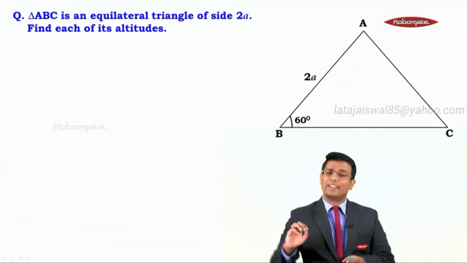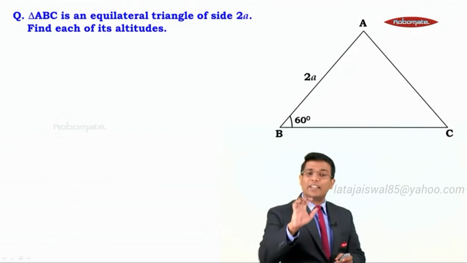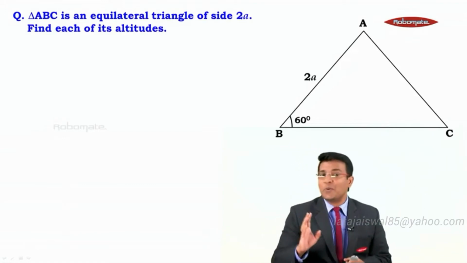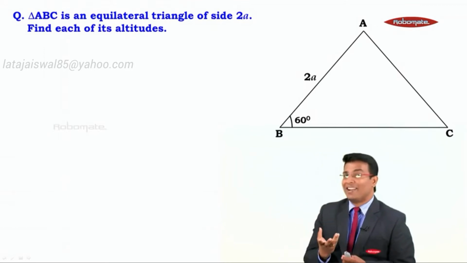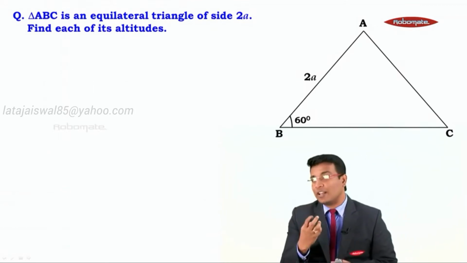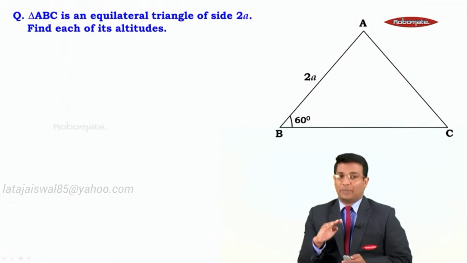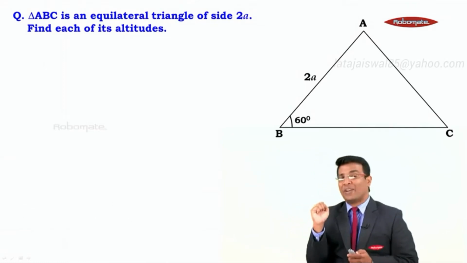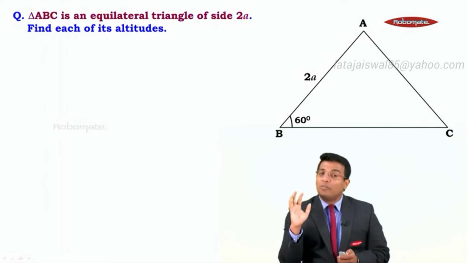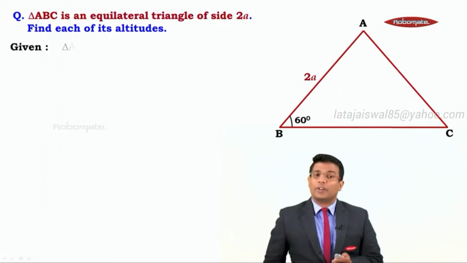It's a beautiful sum. It's very simple, very easy. Let's understand. It says triangle ABC is an equilateral triangle of side 2A. Find each of its altitude. Now we know that it is an equilateral triangle. That means all the sides are equal. That means each of the sides will be 2A. And we know the angle is going to be 60 degree because it's an angle of an equilateral triangle. We need to find the length of each of its altitude, right?